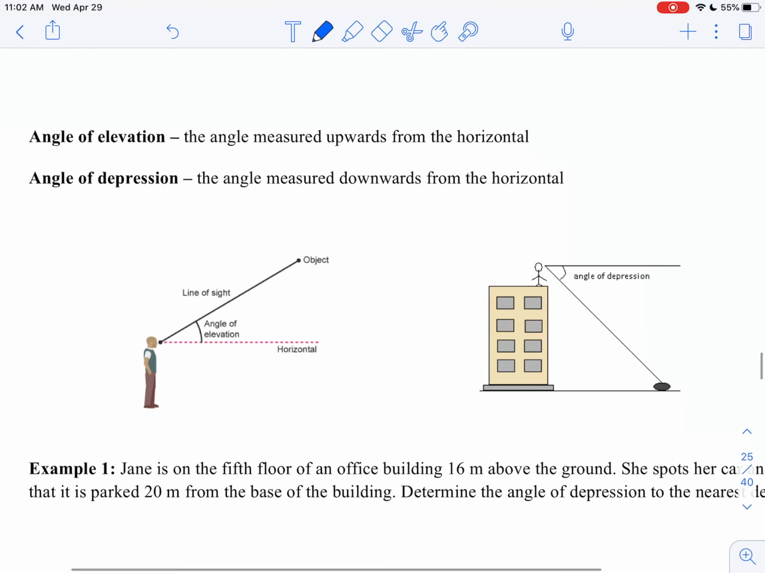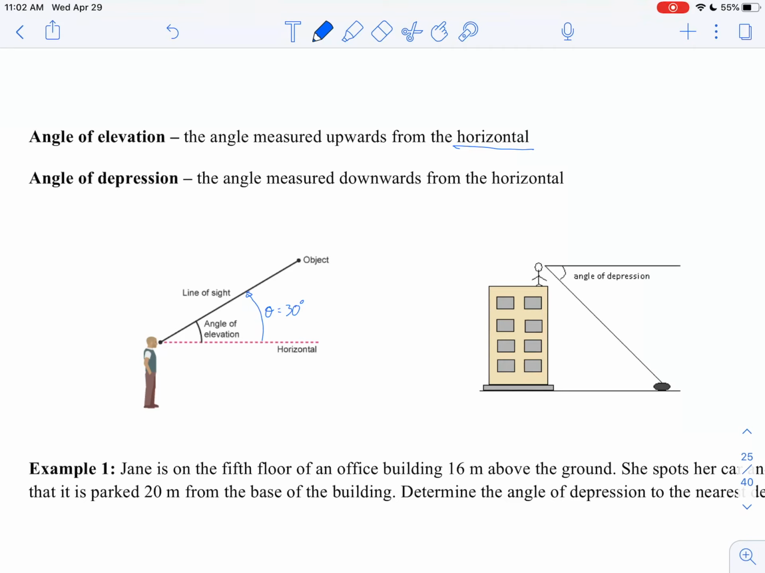So before we get started, we do need to learn some terminology to make sure we're all on the same page here. Angle of elevation measures from the horizontal upwards. So keyword there is from the horizontal. So here is the horizontal, and this right here would be your angle of elevation. Let's say that is 30 degrees, whatever it happens to be. But it measures from straight horizontal from that gentleman's eyesight, and it measures upwards, hence the elevation.